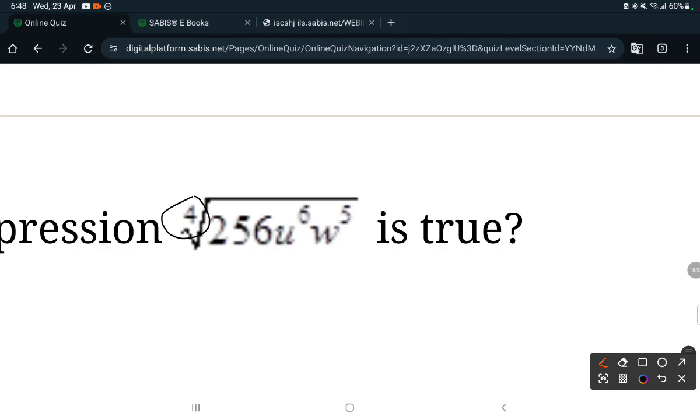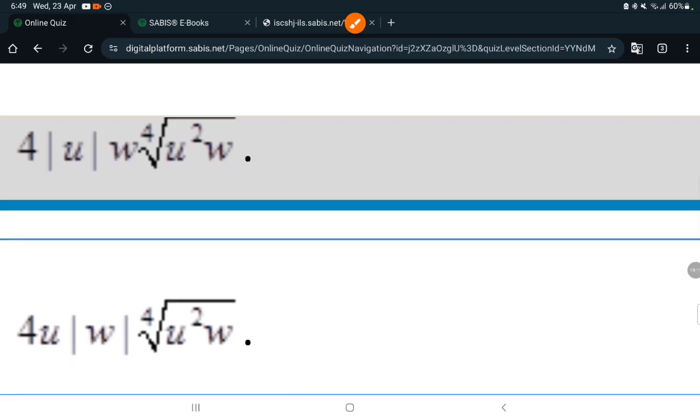So if u was negative, there would be no solution. But here, u is to the power of 6. So even if u was, let's say, negative 1, negative 1 to the power of 6 is just going to be 1. So, yeah, the expression is defined for all real values of u, because even if it was negative, it would be positive in the end.